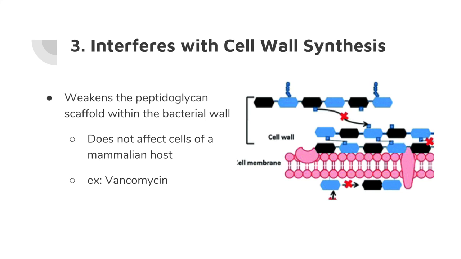The next mechanism of action is interfering with cell wall synthesis. These antibiotics weaken the peptidoglycan scaffold within the bacterial wall, which does not affect cells of a mammalian host, because mammalian host cells do not contain a peptidoglycan cell wall structure. An example of this antibiotic is vancomycin.